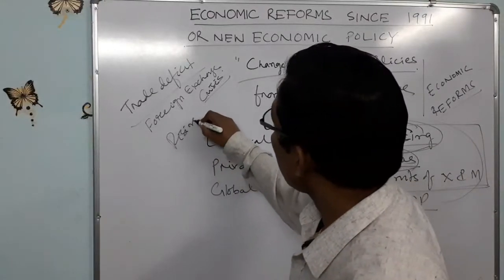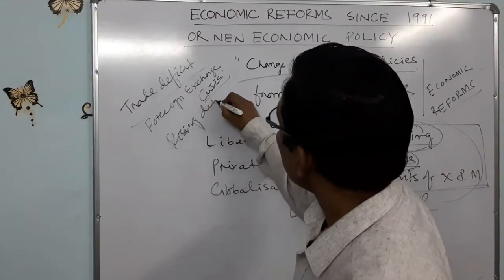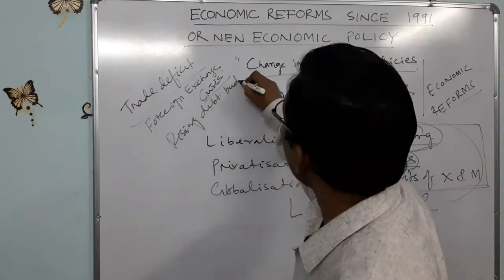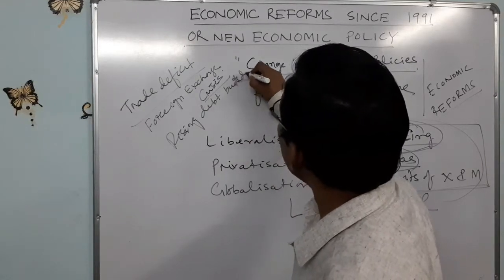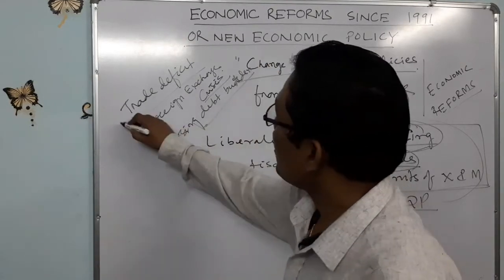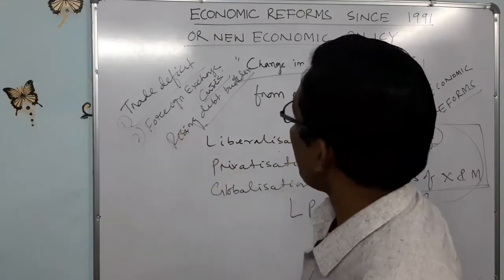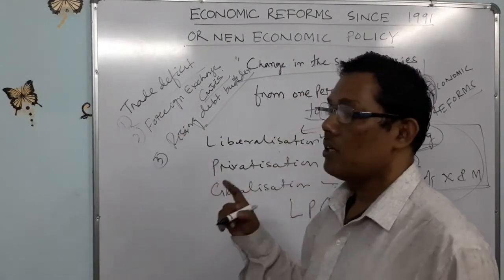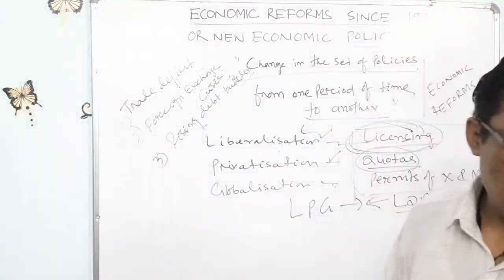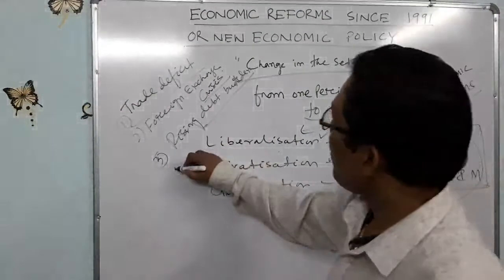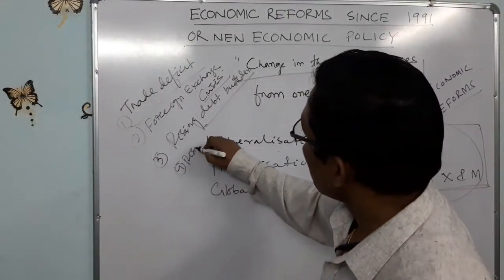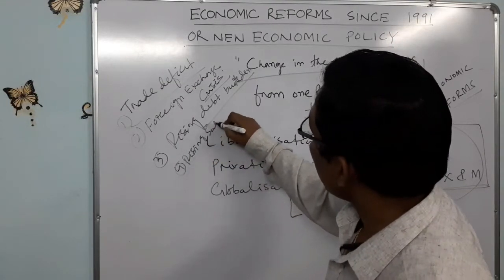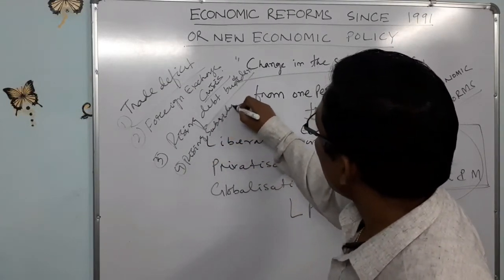Rising debt burden. Rising trade deficit, foreign exchange crisis, rising the debt burden, and fourth is subsidies, rising the subsidy bill.